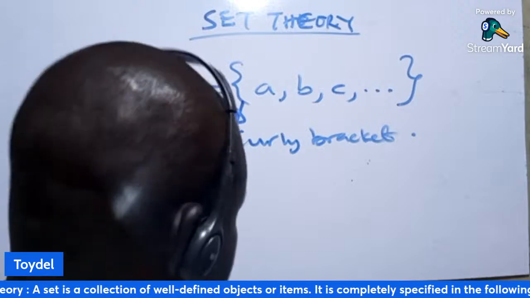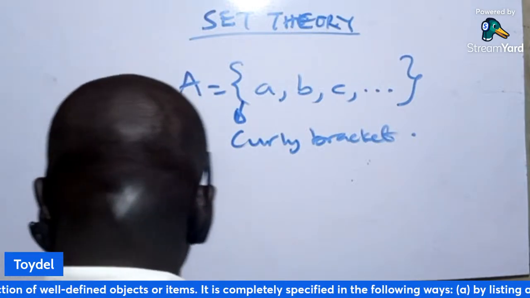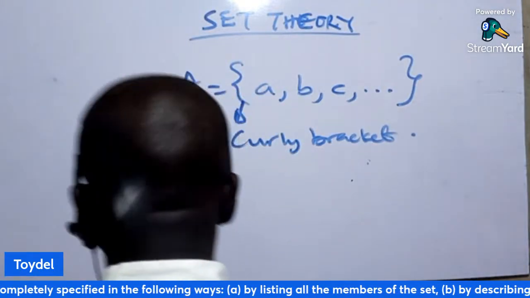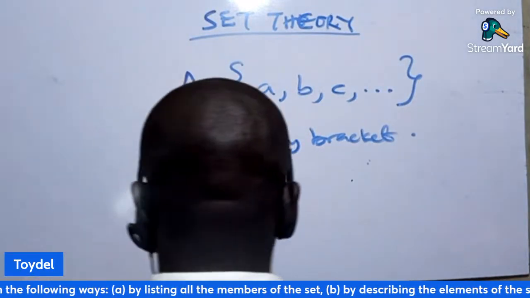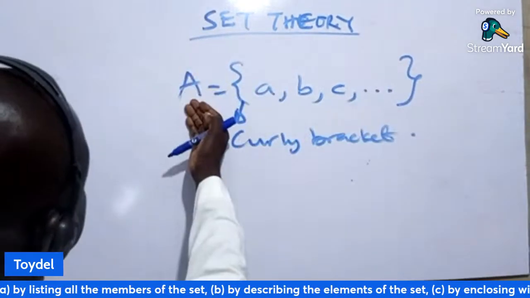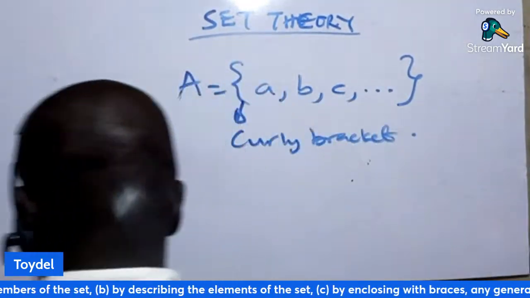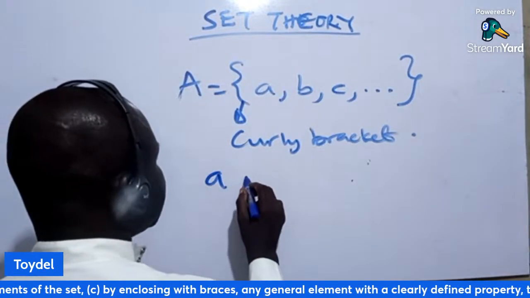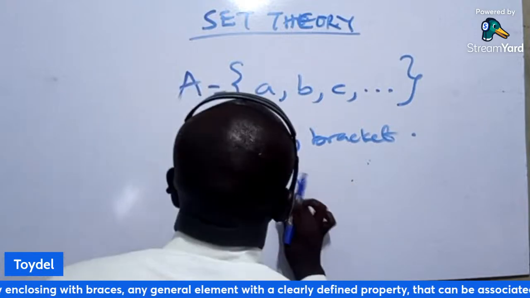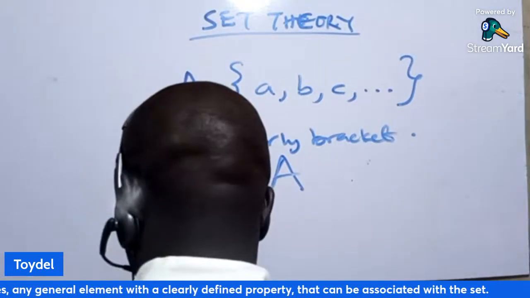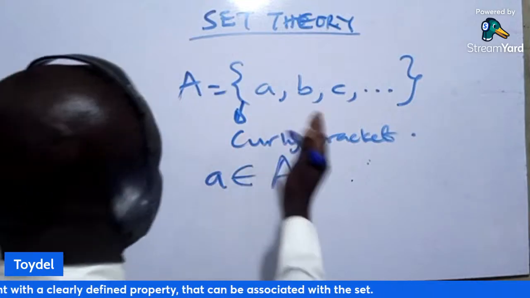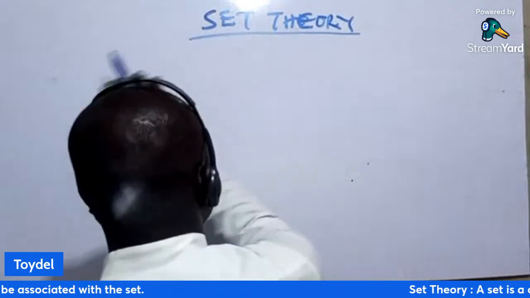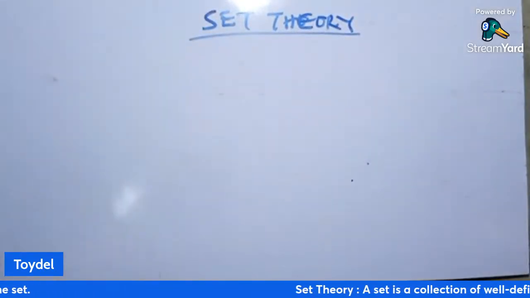So a set is a collection of well-defined items or objects. It is completely specified in the following ways: either by listing all the elements, like set A is equal to {a, b, c}, or by describing the elements of the set, in this case I can say a belongs to the set A, or by enclosing with braces, like what we have there. We can also represent sets in the form of a diagram, and that is what we call the Venn diagram. So that's that about sets.